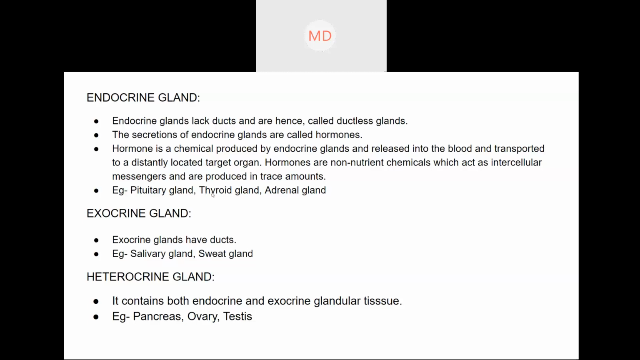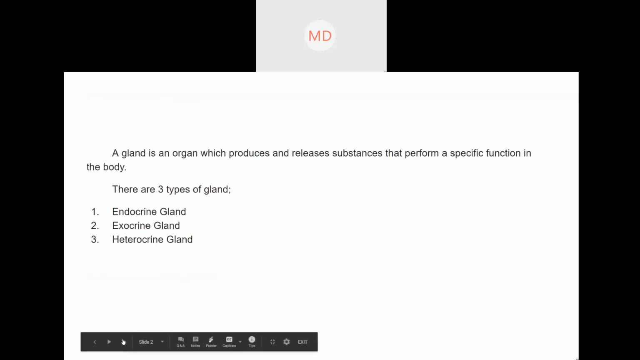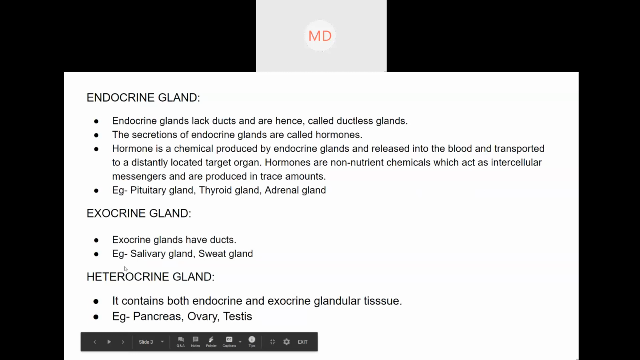So examples are the pituitary gland, the thyroid gland, the adrenal gland, the pineal gland, and many more glands. I will give everything in detail in the notes, so don't worry. But you have to know these basics before going into this chapter. The name of the chapter is all about the endocrine glands, but I am mentioning these other two glands so that you will know what a gland is and what the types of glands are.